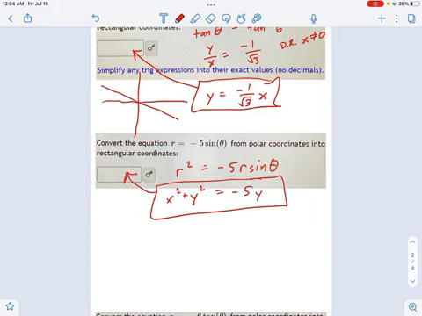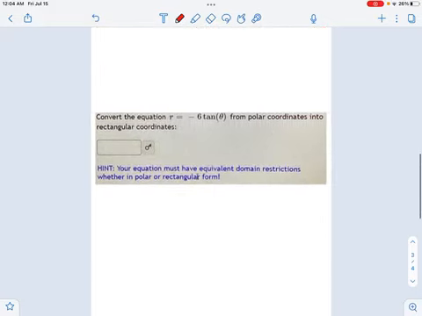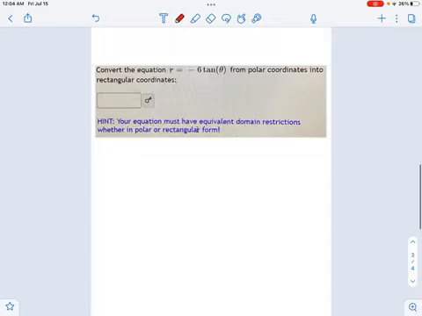Now, you might be wondering, is there a way you can tell whether you square both sides or multiply both sides by r? I don't know. Let me know if you figure one out, because I would love to know. I think it's just practice, but that's not really a method.